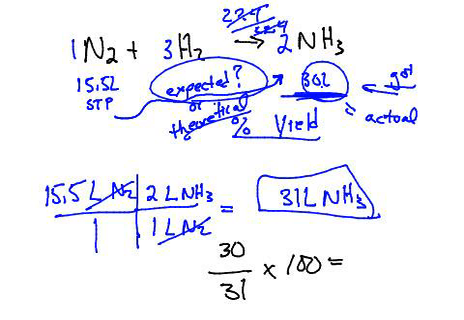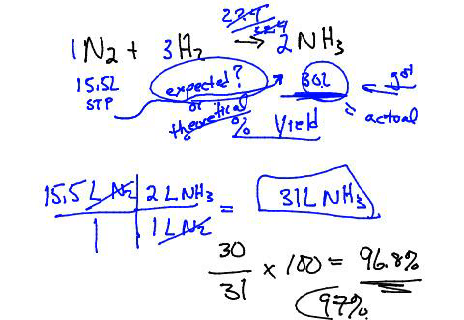So 30 over 31 is 90-some%. That's 96.8% or 97%, we can probably call it. Yeah, probably can keep 2 digits, so 97%. Not terribly difficult. These problems are elementary.